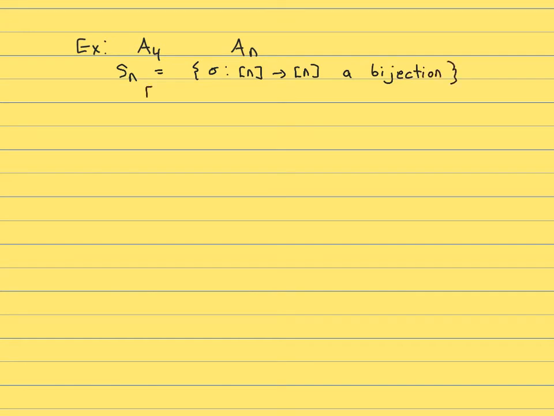And here, square brackets n is a shorthand notation for the positive integers 1 through n. And so there's multiple ways to define the alternating group. The easiest one is to recognize that you can always represent permutations as permutation matrices, which is kind of a weird way to do it, but let's go with that approach.